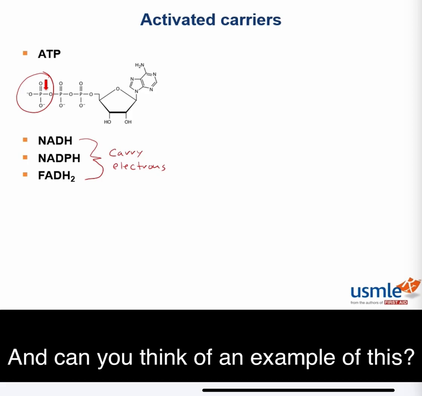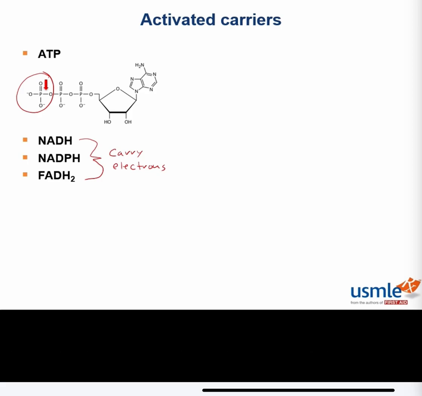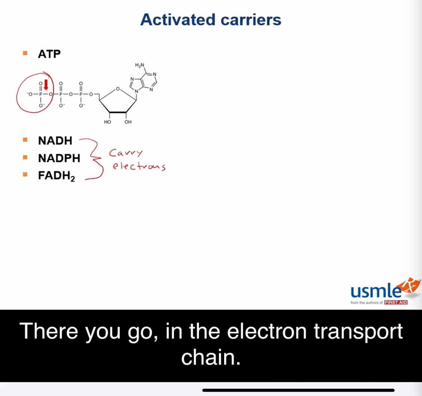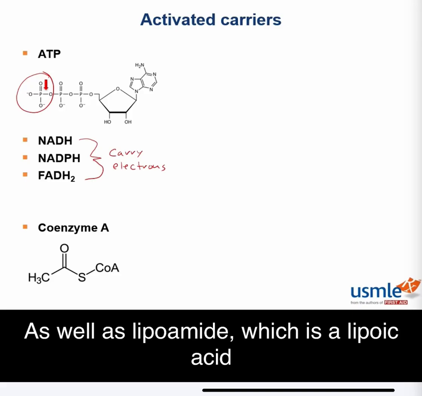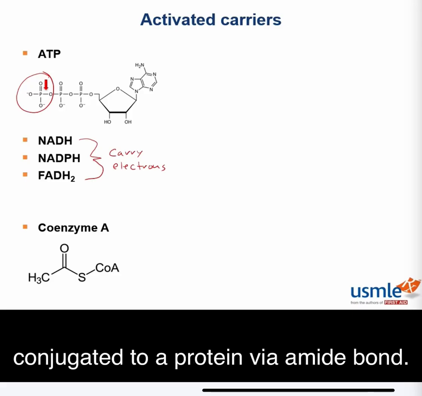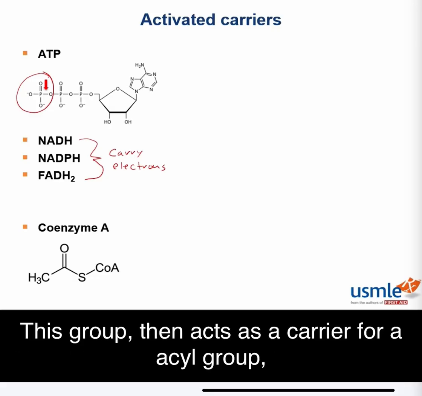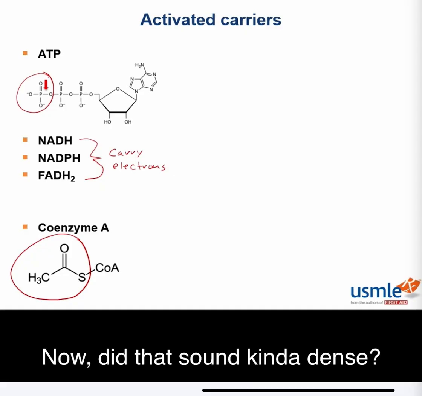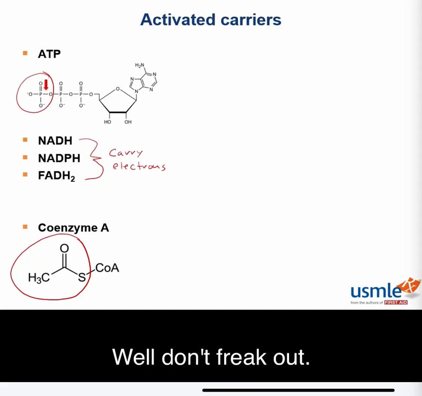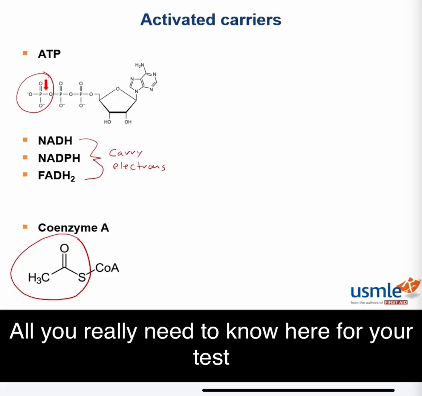And can you think of an example of this? There you go, in the electron transport chain. Now next up, we have coenzyme A, which you can see here, as well as lipoamide, which is a lipoic acid conjugated to a protein via amide bond. This group then acts as a carrier for an acyl group, which you can see here. Now, did that sound kind of dense? Well, don't freak out. All you really need to know here for your test is 2 things.